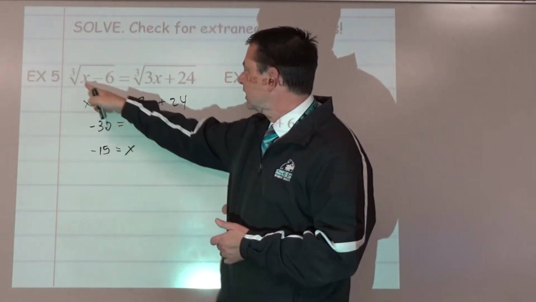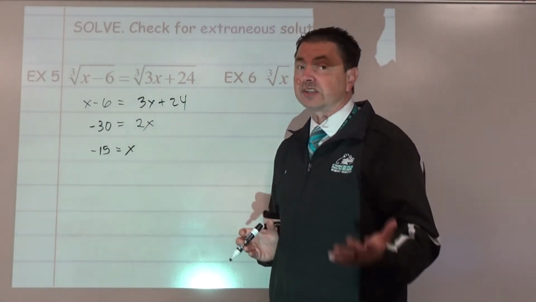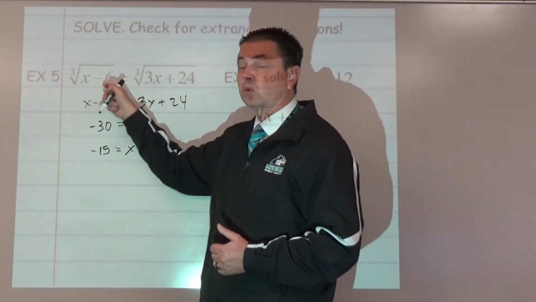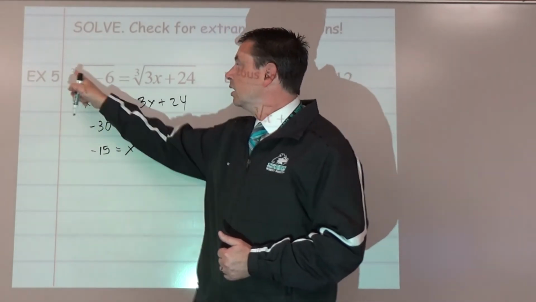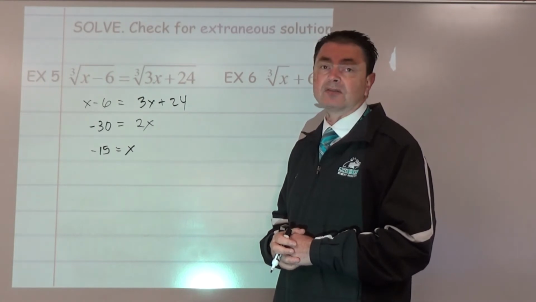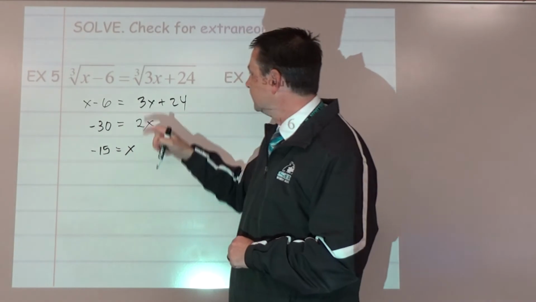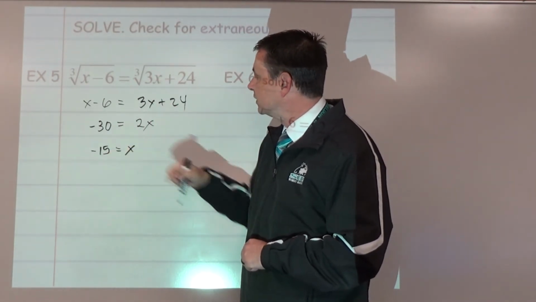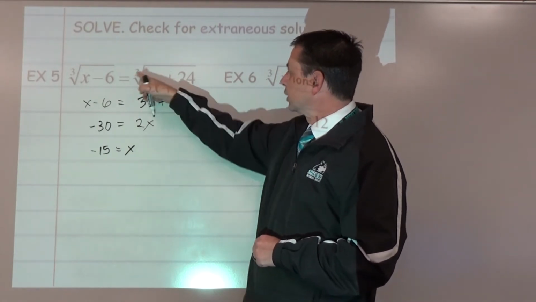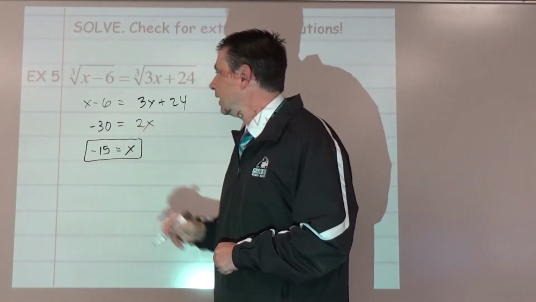Let's check that out. Negative 15 minus 6 is negative 21. Now if this was a square root problem, that would be an issue because in the real number system we're not allowed to square root a negative number, but with odd roots we can take the root of positives or negatives. So that's true for cube root as well. So not a problem. We would get the cube root of negative 21. And over here, 3 times negative 15 is negative 45 plus 24, negative 21. Cube root of negative 21 on both sides. We are okay.